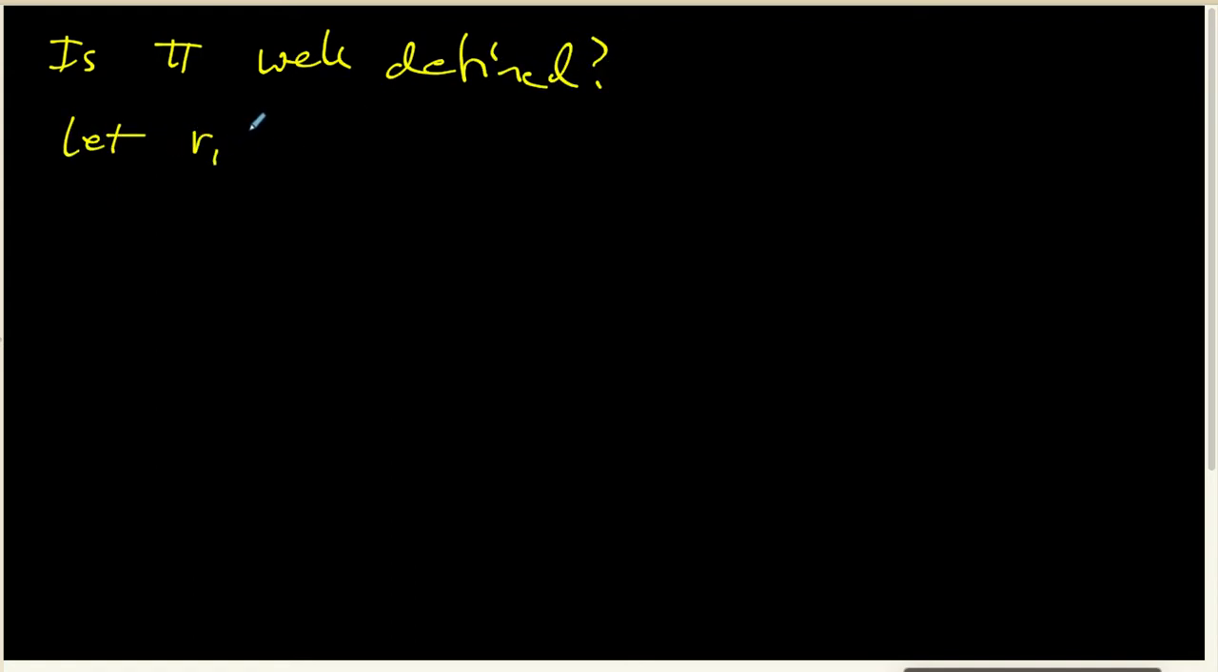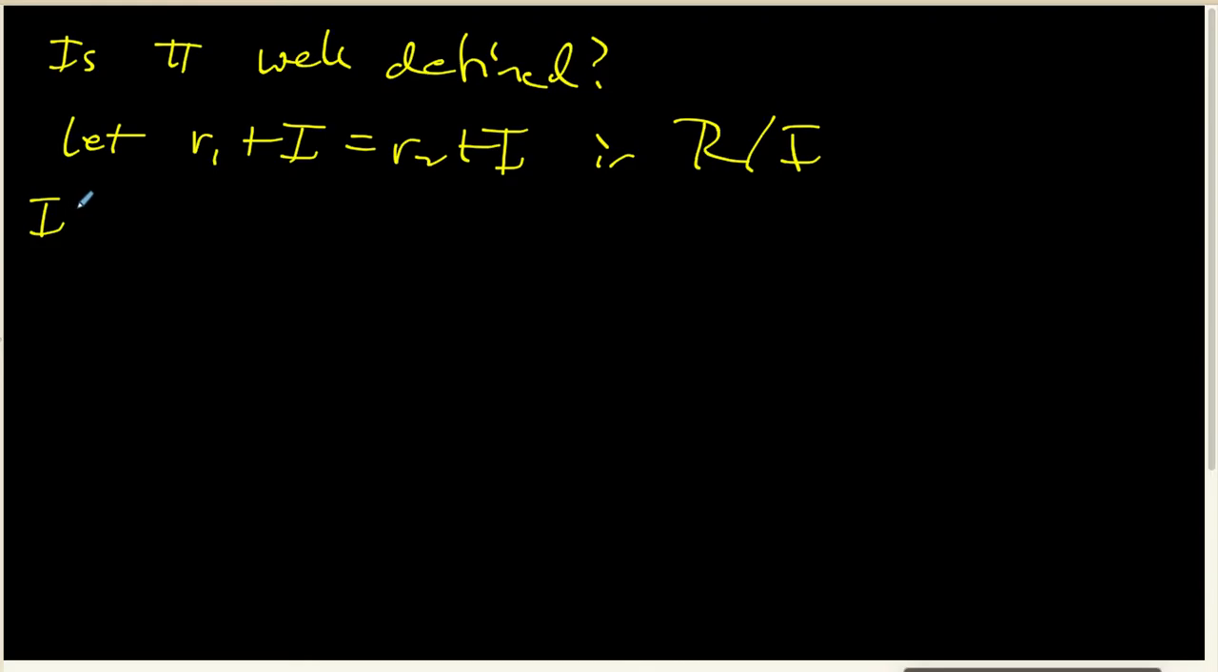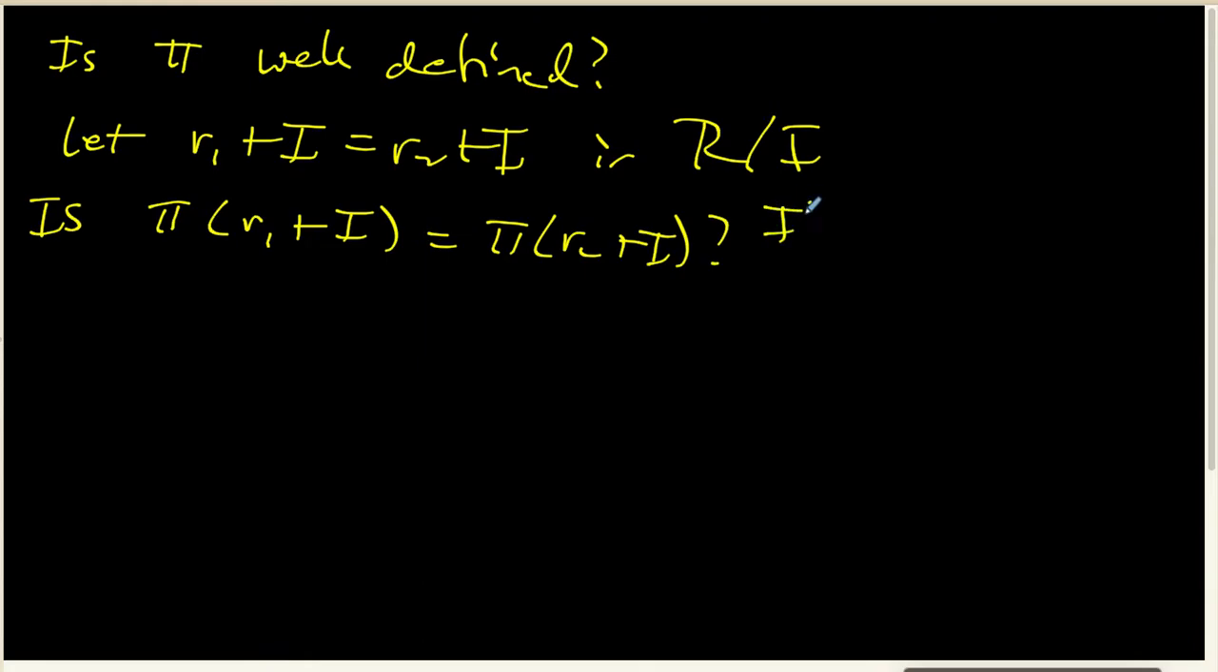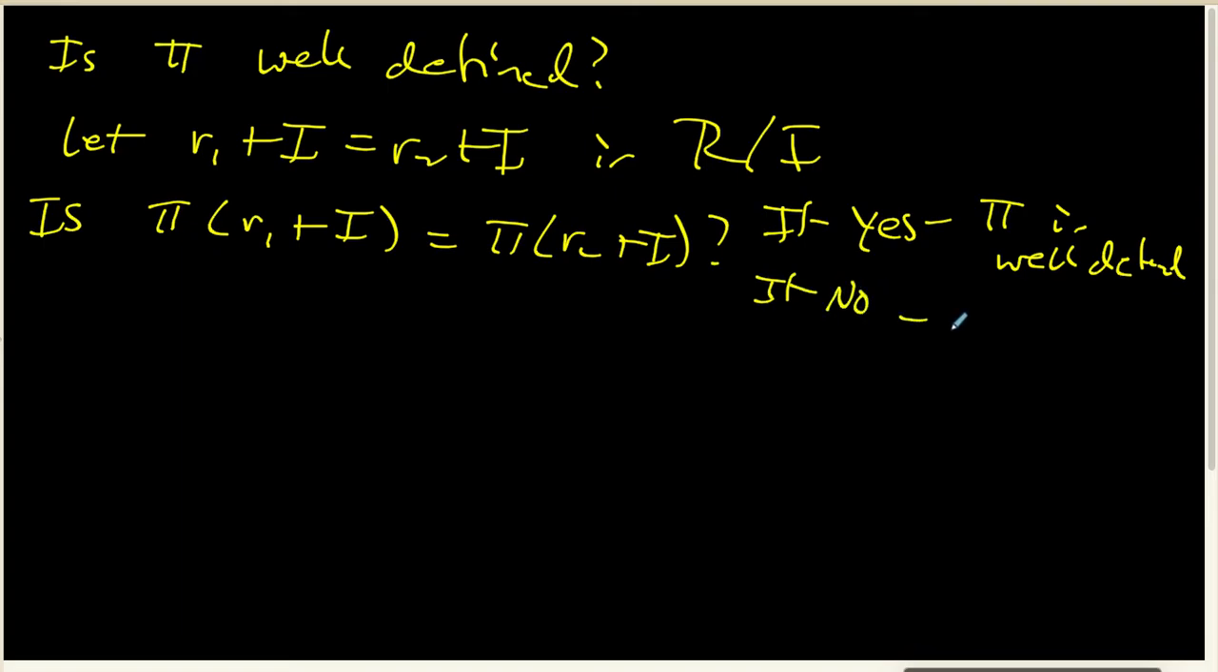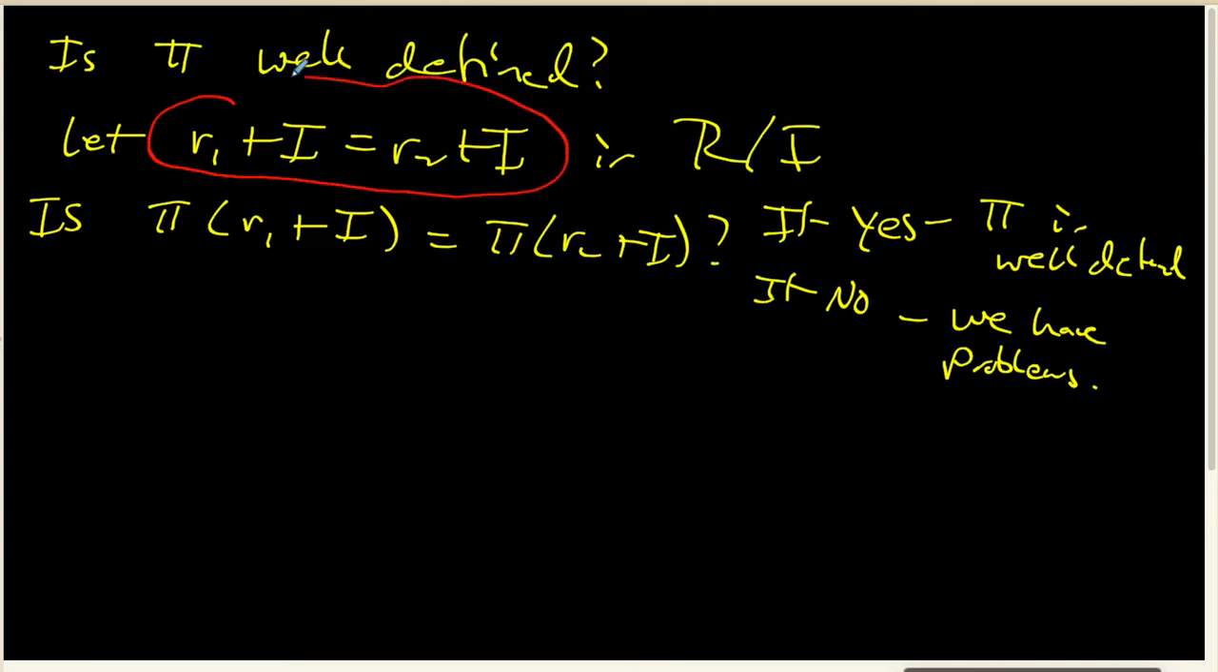So we're going to let R1 plus I be equal to R2 plus I, and this is inside the quotient ring R mod I. Now, I want to again remind you that we're looking at whether pi of R1 plus I is equal to pi of R2 plus I. If the answer is yes, then pi is well defined. But if the answer is no, then we have problems. Now, in order to figure out the answer to this question, I have to go back to this basic hypothesis. So what I want to do is note the following.